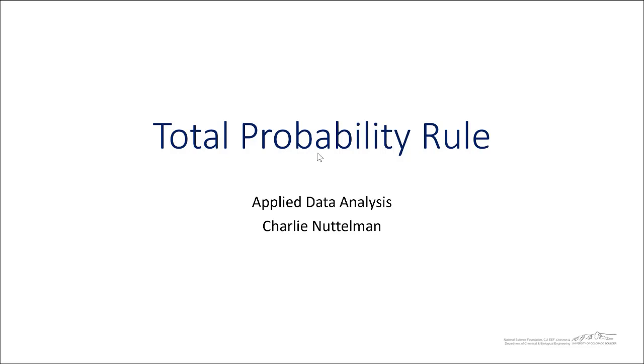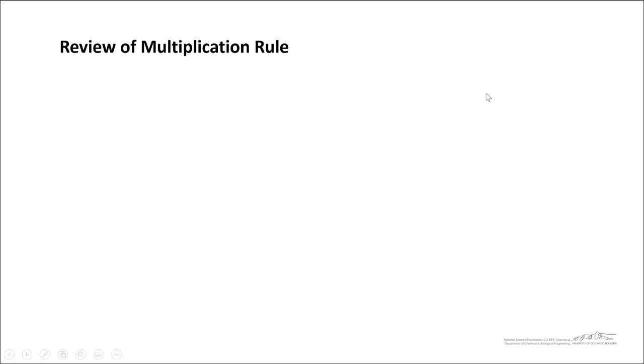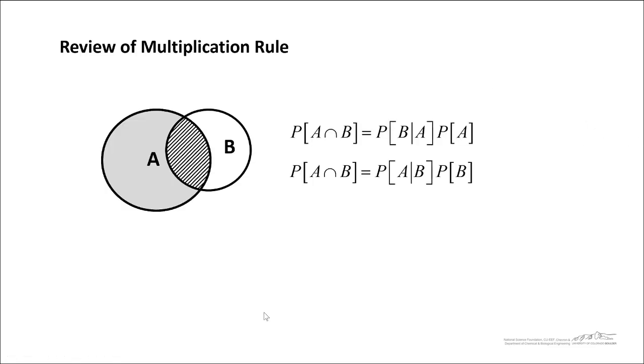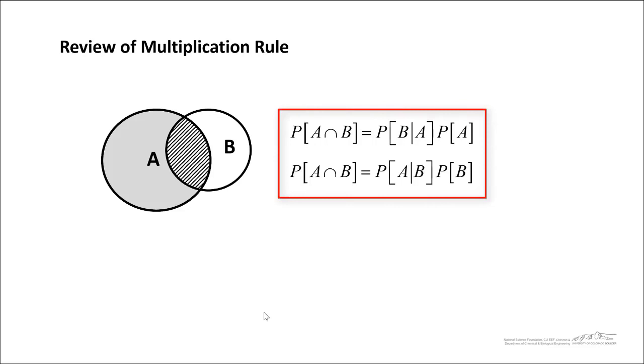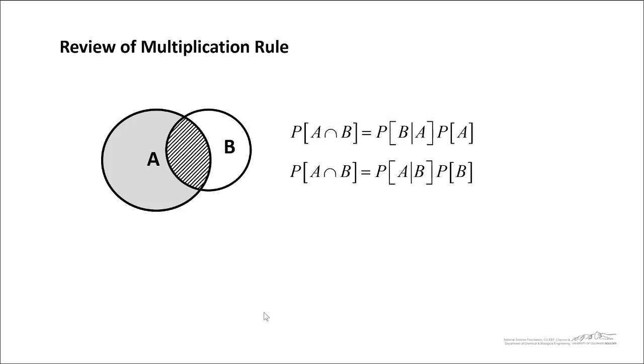This screencast is going to be an extension of the previous one on the multiplication rule. This is a screencast on the total probability rule. So let's first review the multiplication rule. If we have two intersecting events, we can write different expressions for the probabilities of A with B based upon their individual conditional probabilities and the probabilities of A and B. So we're going to use this. We're going to take a twist on the multiplication rule in order to create the total probability rule.